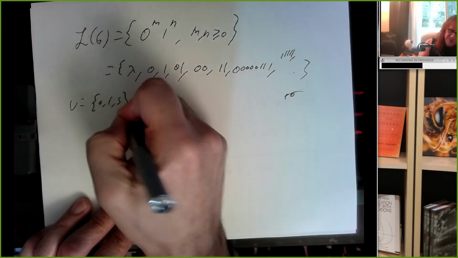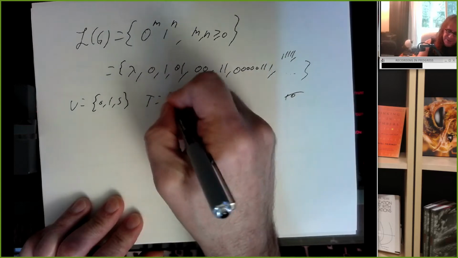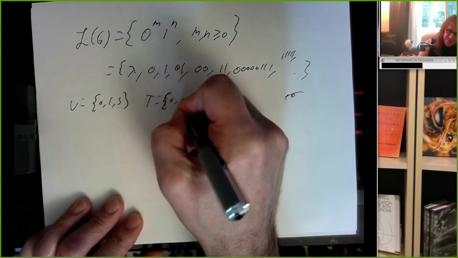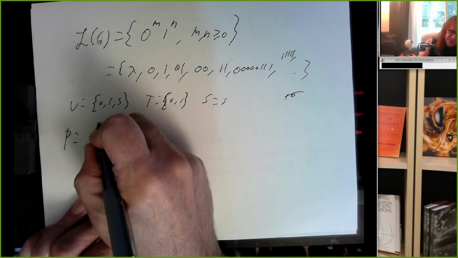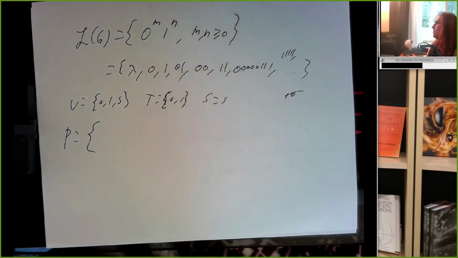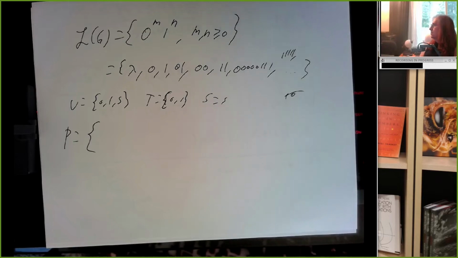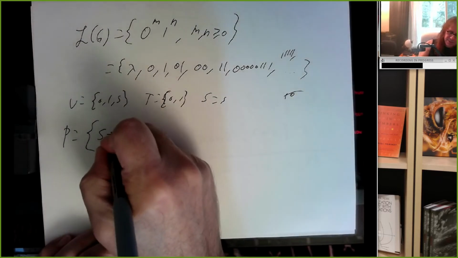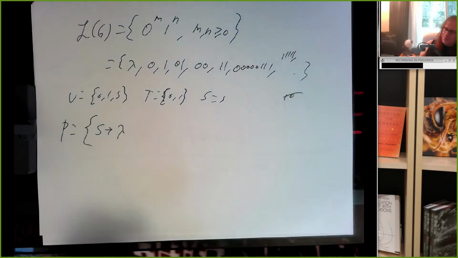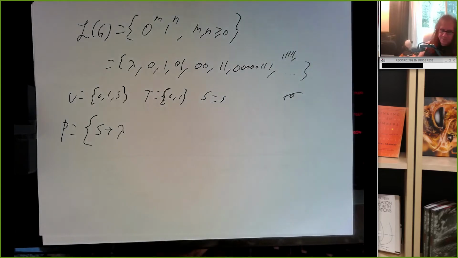So let's suppose our vocabulary is 0, 1, S, our terminal symbols are 0, 1, our start symbol is S, and let's think about production rules. So what's the one rule we kind of get for free? S goes to lambda. Yeah, S can go to lambda. That's an easy way to get that empty string in there.